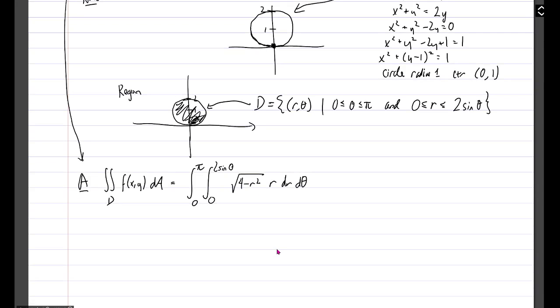Now, the lucky thing is if we do a u substitution, u is equal to 4 minus r squared, things work out nicely because when you take a derivative, you get negative 2r. But we can take care of this r here, so we'll have du is equal to negative 2r dr. If r is equal to 0, then u is 4 minus 0 squared, which is equal to 4.